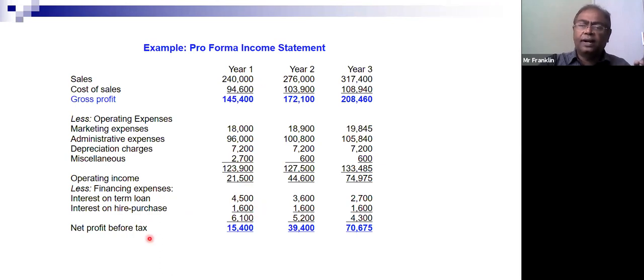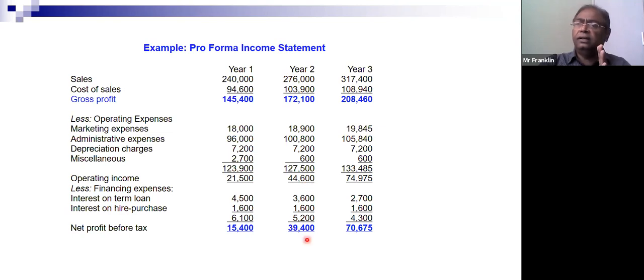6,100. Net. How much is the profit? 15,400 is the profit. Okay, that's year one. Year two, the sales has increased for the second year. Last year was 240. Now they put in a 10% increase in sales. So now its gross profit is 172. Okay, now the profit is higher.